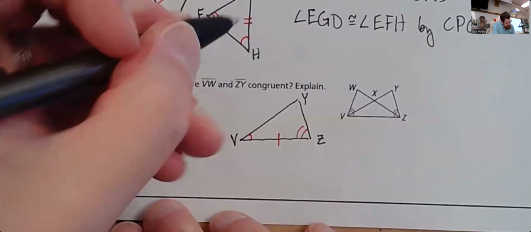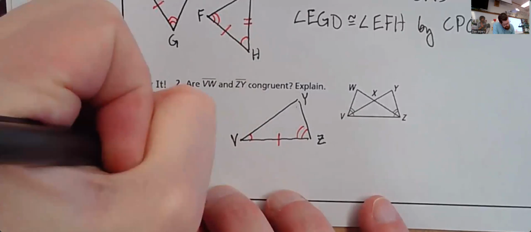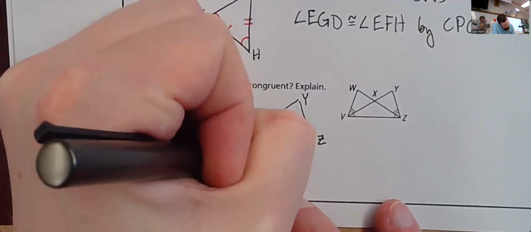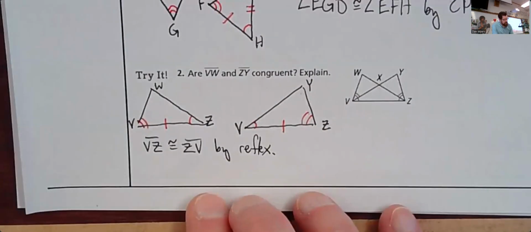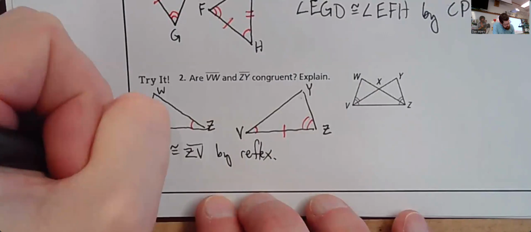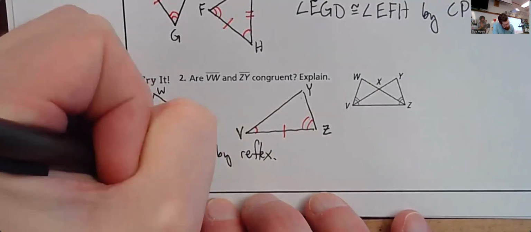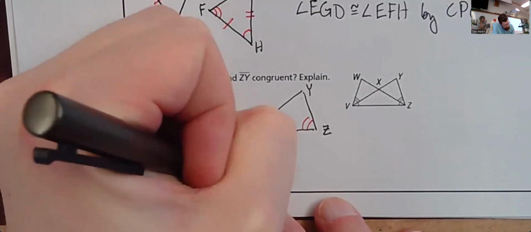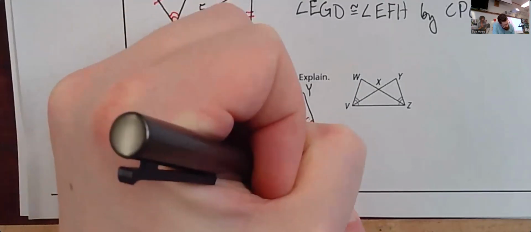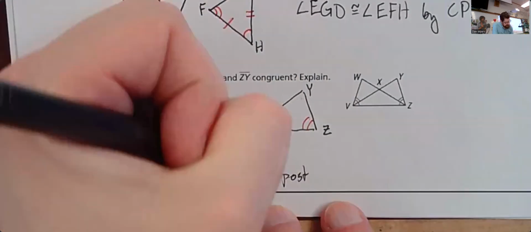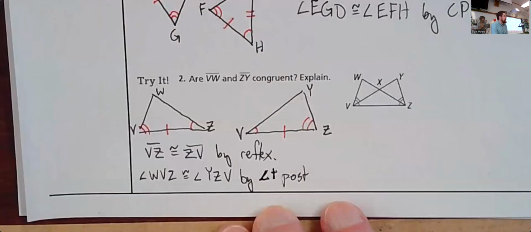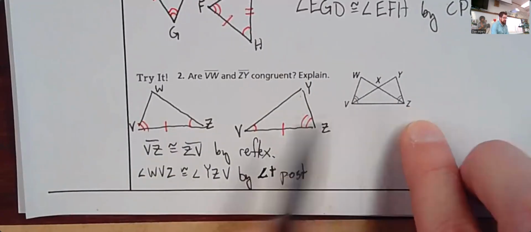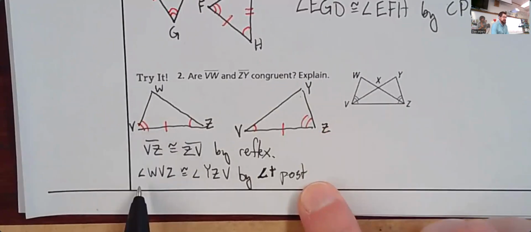So here we go. We're going to say that VZ is congruent to ZV by reflexive. We're going to say that angle WVZ is congruent to angle YZV by angle addition postulate because we're combining two angles. We're combining two angles from the original one to say that the two larger angles that they turn into are the same here. So that's the angle addition postulate.